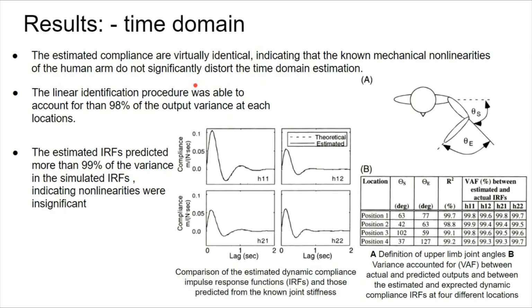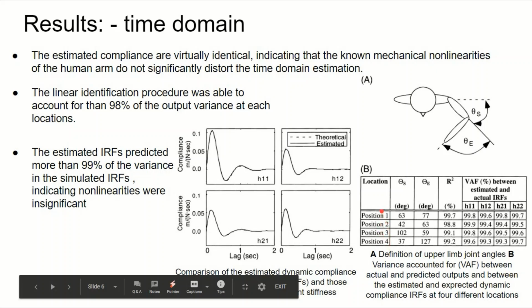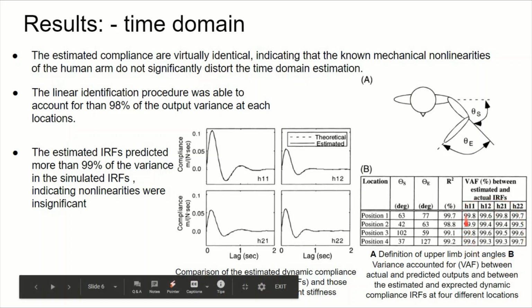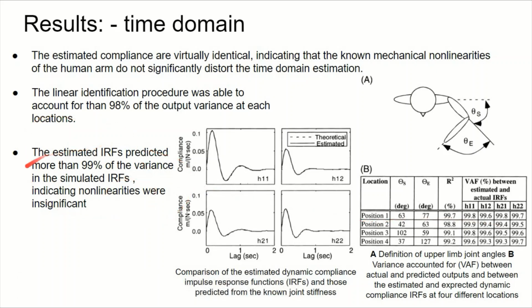And considering the time domain analysis, they have considered this sort of simple planar hand movement, and they have analyzed the system performance in four positions. These are the particular theta s and theta e configurations of the upper arm and lower arm, and they have calculated this sort of R2 and VAF measure, and from that they have identified that this particular transfer function and the percentage error or the accuracy is almost the same as the estimated one. And this result shows that the estimated impulse response functions predicted more than 99% of the variance in the simulation impulse response function. So that indicates that the non-linearities were insignificant.